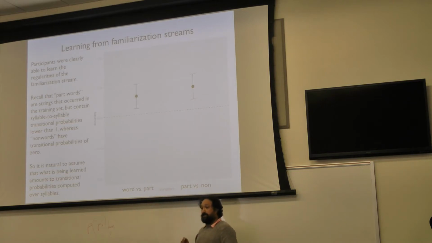So real words, like words that were used to structure the familiarization stream, are highly discriminable from part words in terms of their familiarity. Oh, sorry, this is an accuracy test. So we asked people, did you hear the sequence before? And words are preferred over part words, and part words are also preferred over non-words, right? So non-words are strings that didn't occur at all in the familiarization stream, whereas the part words did. They're just less perfect, and in fact, people have a bias. They will say that they know that they heard the part words, whereas they didn't hear the non-words.